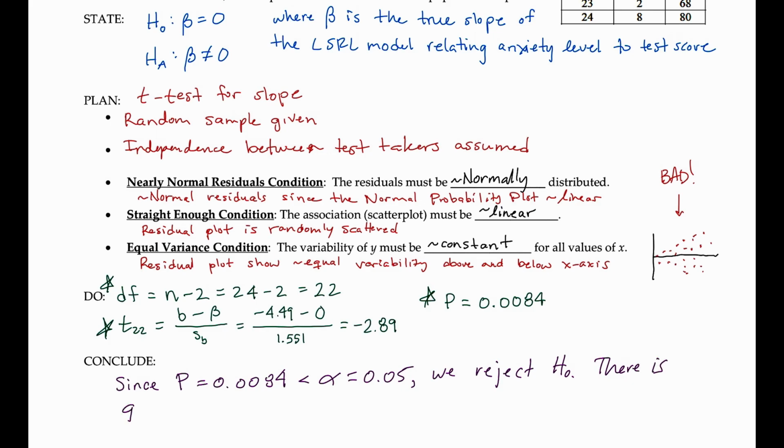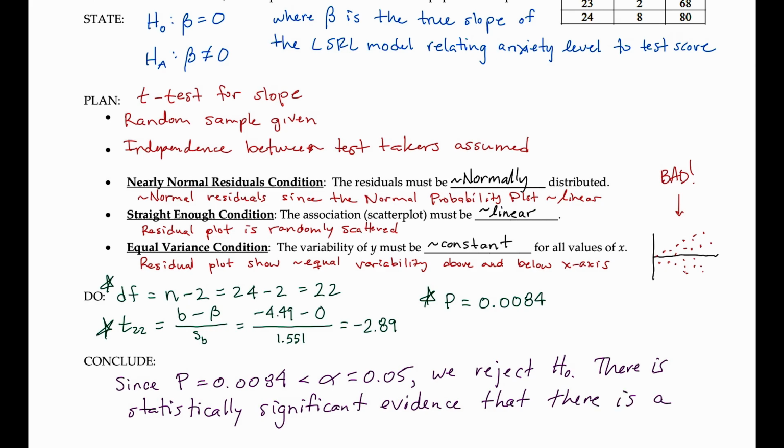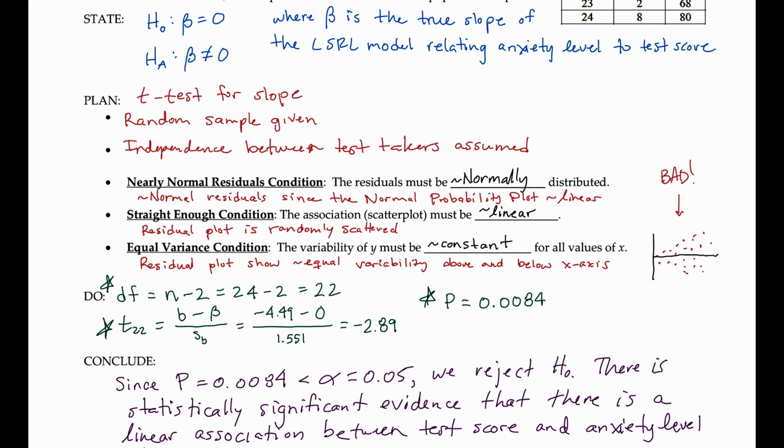There is statistically significant evidence that there is a linear association between test score and anxiety level with a slope not equal to 0. That's how we're going to finish it out.